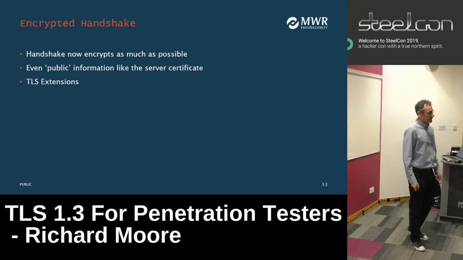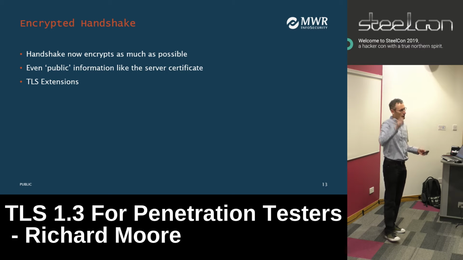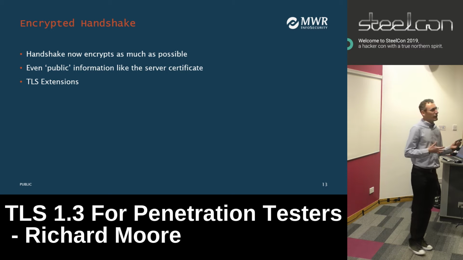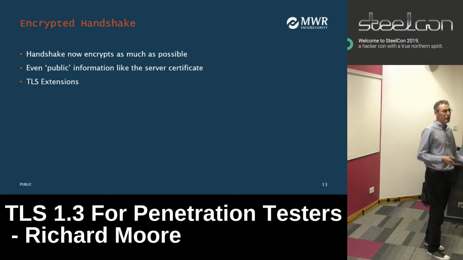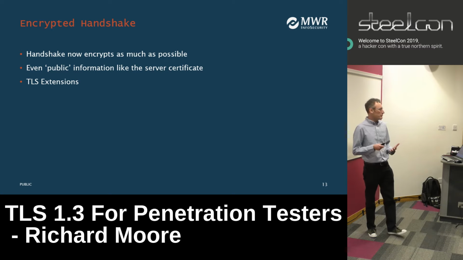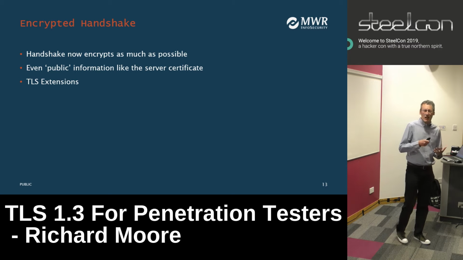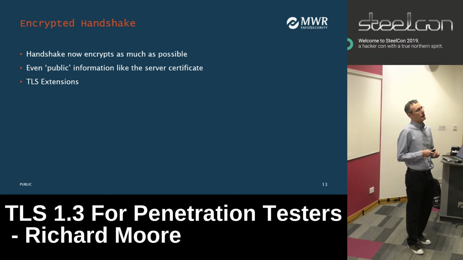A handshake. So the handshake is what happens first. The client says hello, the server says hello, we agree on all the things: I'm going to do these ciphers, you can say these ones, and we say everything about what we want the connection to be. Well, in the previous one, so much of that was unencrypted.